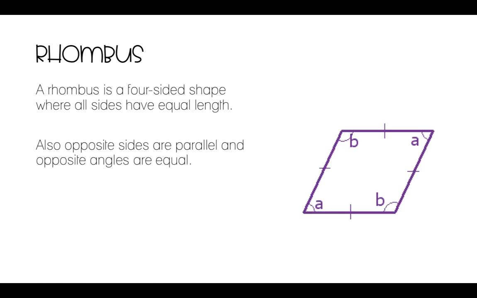Then we have a rhombus. Now a rhombus is similar to a parallelogram except that all 4 sides are equal in length. So just like a parallelogram, when we talk about the angles, opposite angles are equal.